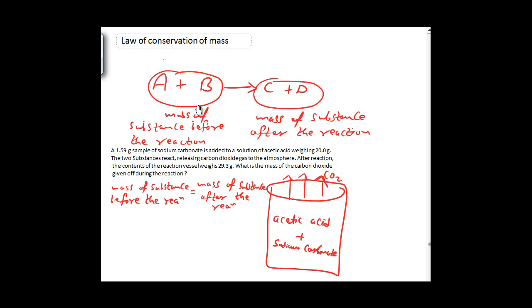So the idea is that you're not losing anything while converting one form of substance to another, and that's basically what this law is all about. Now let's look at an example right here.